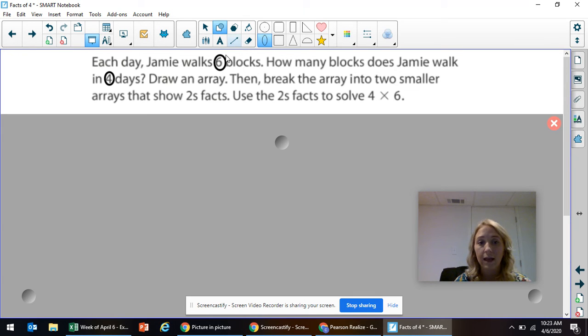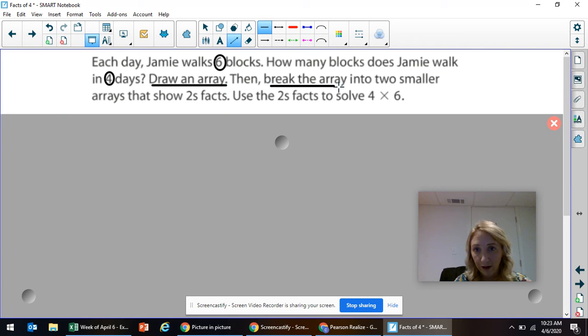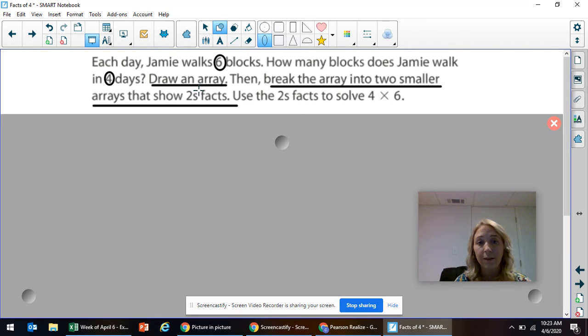Draw an array. I'm going to underline that because that's important. Break the array into 2 smaller arrays that shows the 2's facts. There's another number, so I have to make sure that I'm showing my 2's facts when I'm breaking this array down. Use the 2's facts to show 4 times 6. Okay, a lot of information. So I am trying to figure out how many blocks does Jamie walk in 4 days. She walks 6 blocks in 4 days. I know this is going to be multiplication.